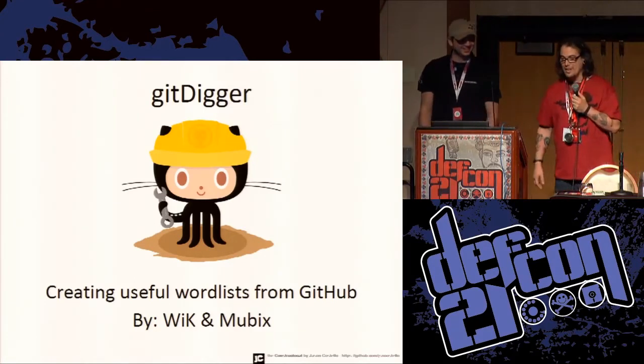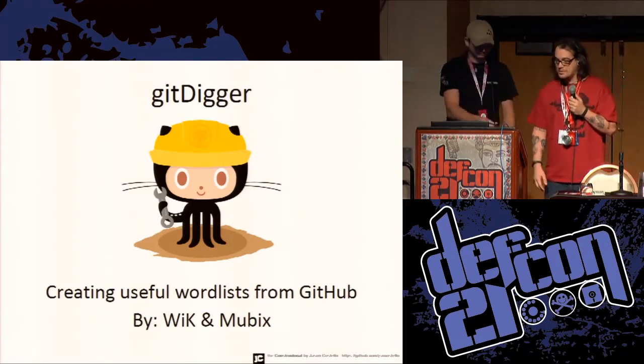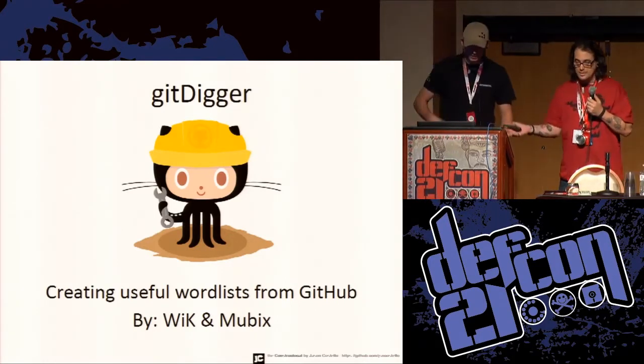One guy. Okay, so this is gitDigger, creating useful word lists from GitHub. I'm Wick. I'm Ubix.